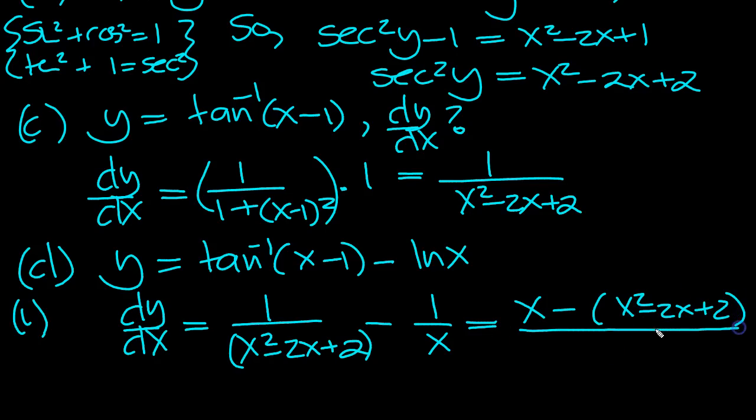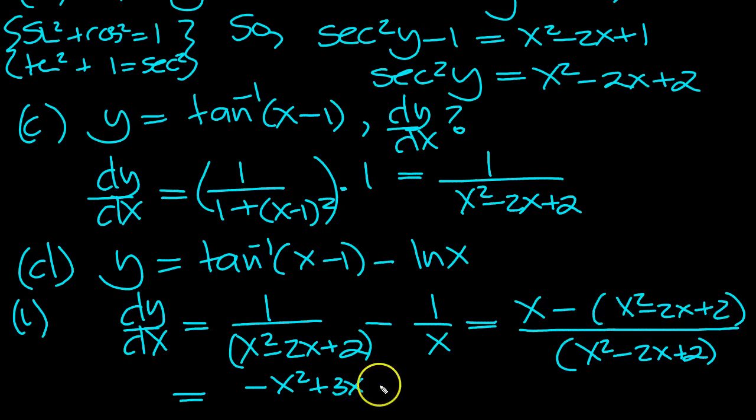All over the x squared minus 2x plus 2. So that's equal to, well here we've just got simply x squared minus x squared. We've got plus 2x plus another x is plus 3x. And then we've got a minus 2, all over this thing here, x squared minus 2x plus 2.